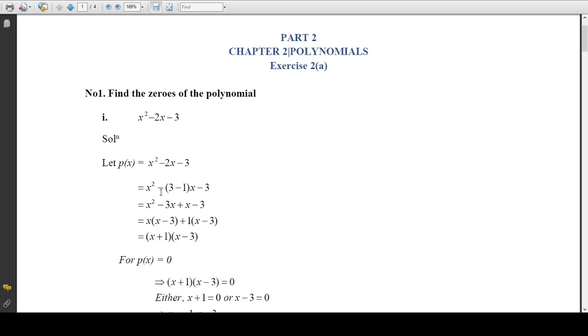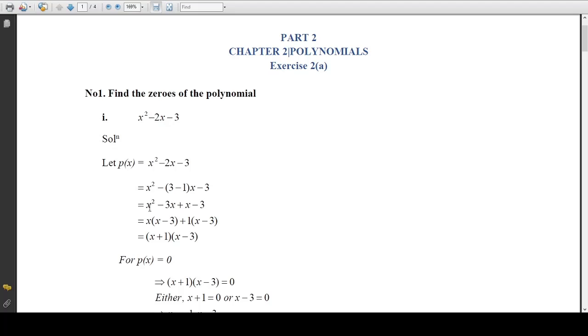x squared minus, you multiply this minus with plus, minus plus is minus. You'll have 3 multiply x, minus 3x. Then minus with minus is plus, 1 multiply x is x, and then the last term minus 3. Now how many terms do you have altogether? You have 1, 2, 3, 4. 4 terms you are having here.